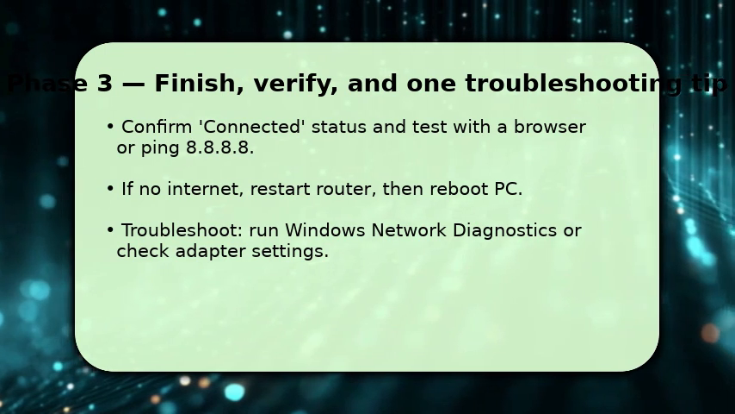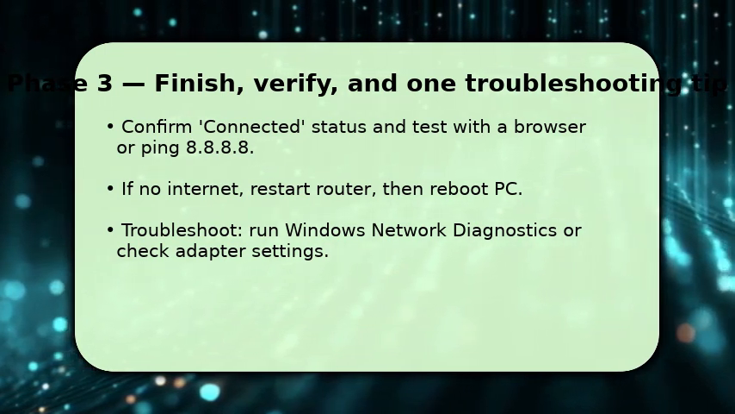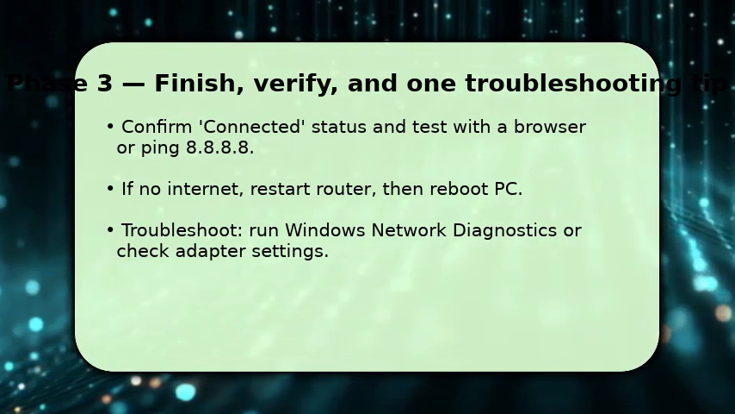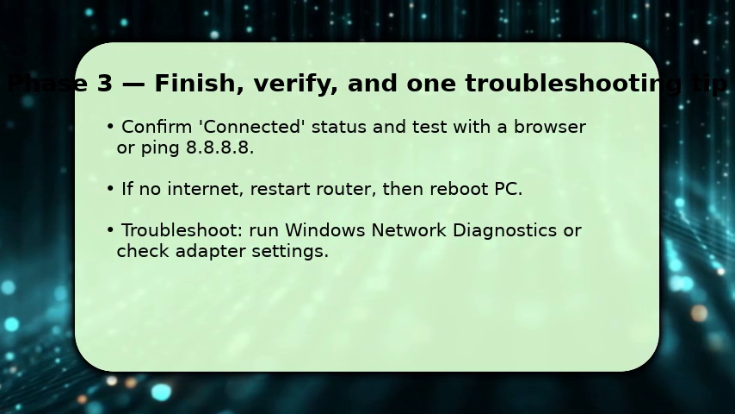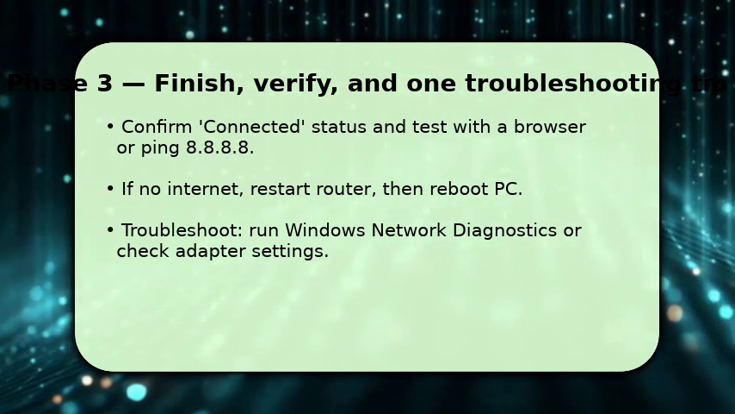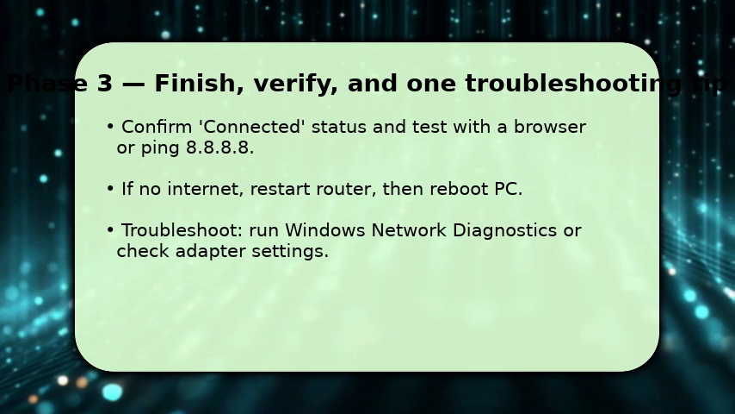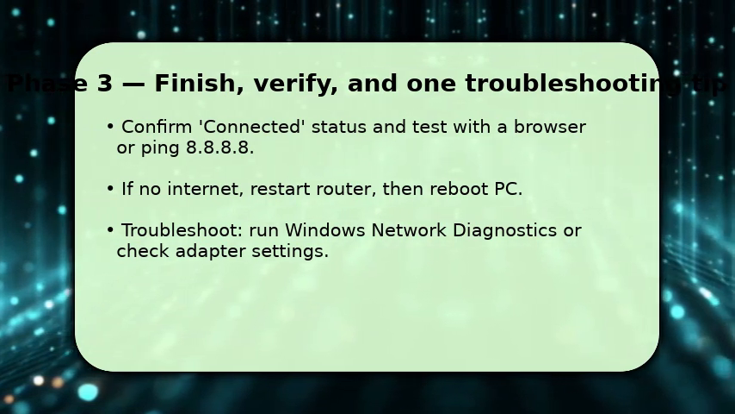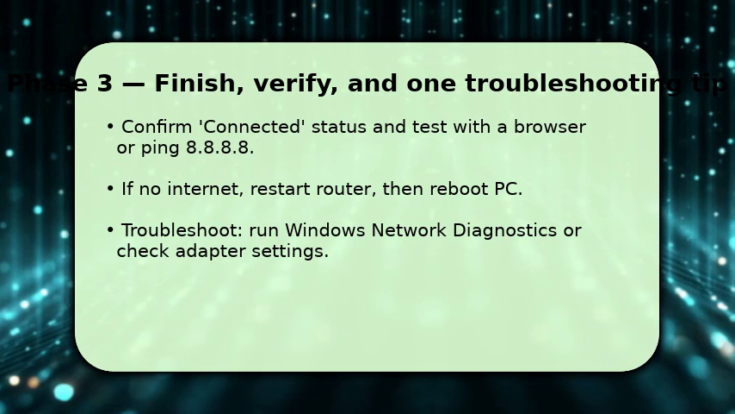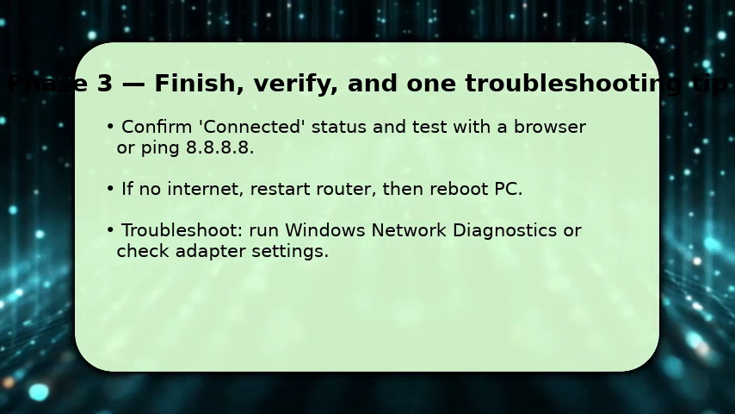If problems persist, run Windows Network Diagnostics to get specific error messages and make sure the adapter has a valid IP address under IPv4. A key troubleshooting tip: if authentication fails repeatedly, re-enter the password and confirm router MAC filtering is off.